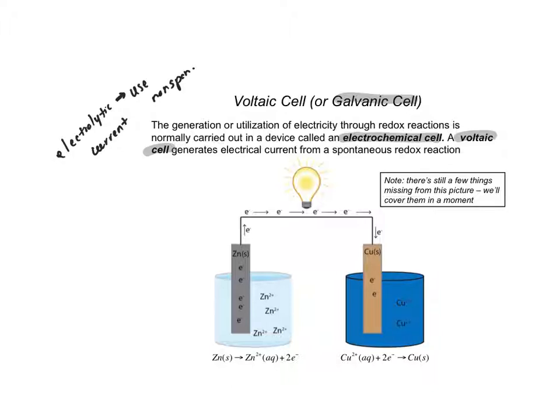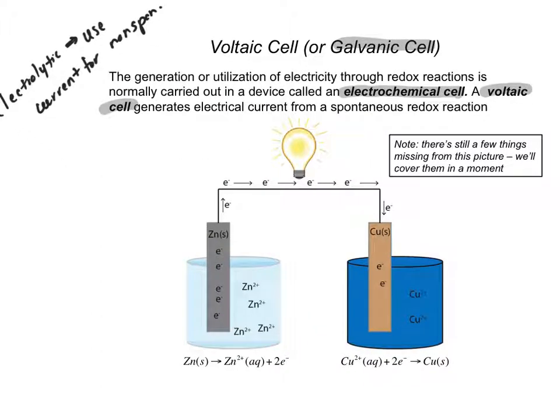Let me just erase my ugly little form. We're not going to talk about electrolytic cells. I tend to focus exclusively on spontaneous processes, or voltaic cells. So this is kind of the basis behind it. There's a couple things missing, and we're going to derive those other things as we move through the next few slides.